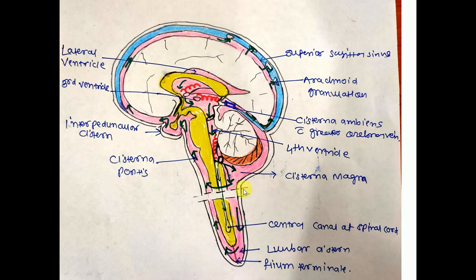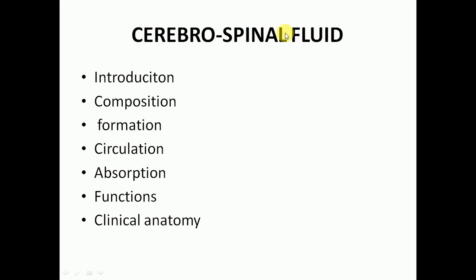Okay, our next point is cerebrospinal fluid, CSF, popularly known as cerebrospinal fluid. Following are the points: introduction, then composition, how it forms, formation, circulation in different parts of the CNS, absorption, its function, and some part regarding clinical anatomy or applied anatomy, whatever you term it.